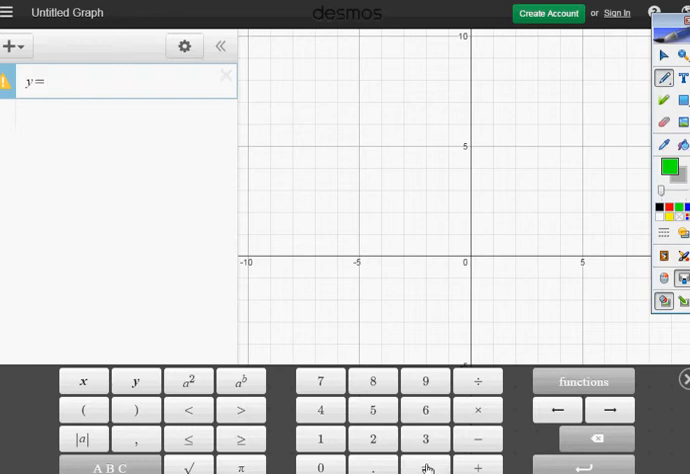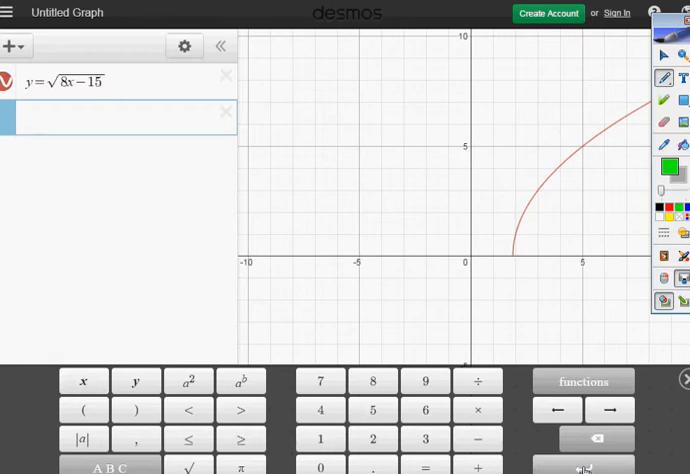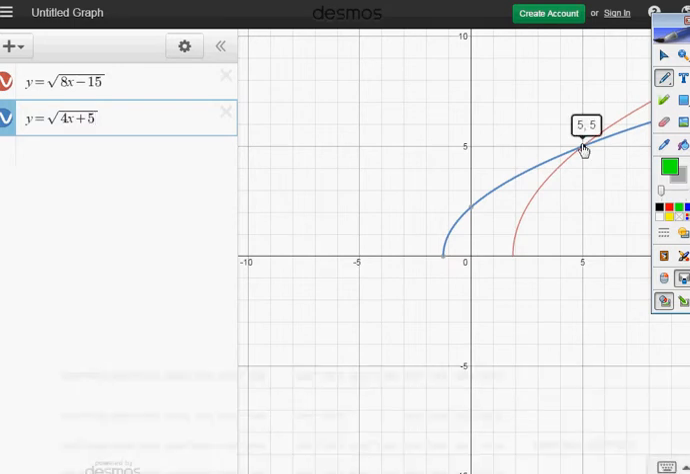Brianna, will you dictate those two? The square root of 8x minus 15. Okay, now what's the next equation? The other one is y equals square root of 4x plus 5. Okay, yeah, you can see it right here. You guys see that right there? It's 5 comma 5. Now, what you need to tune into though is what were we solving for here?